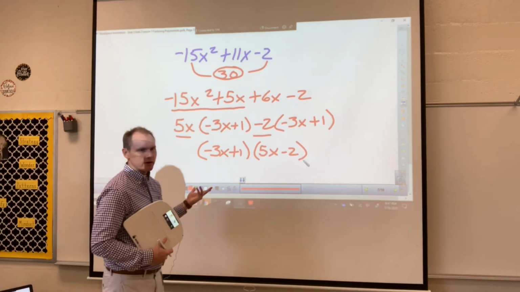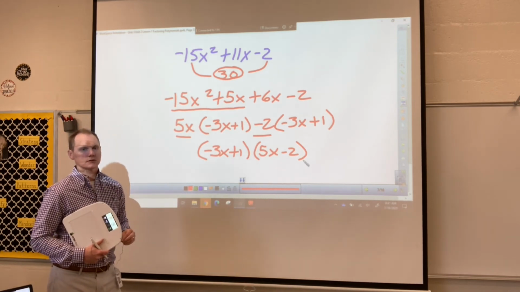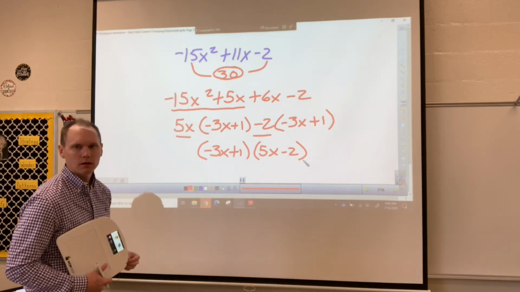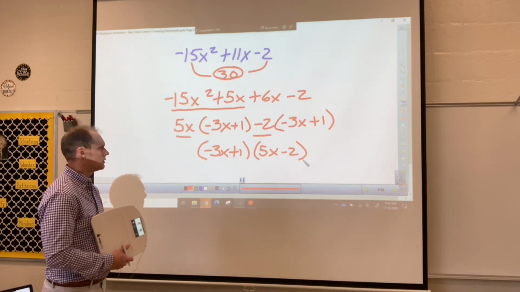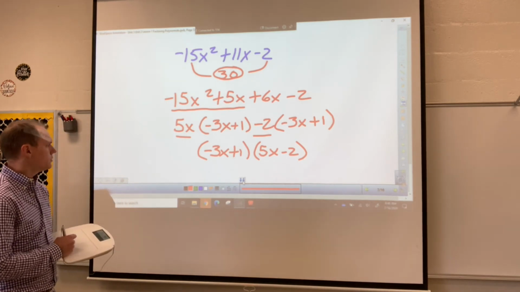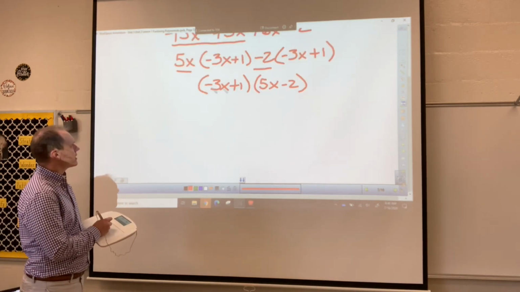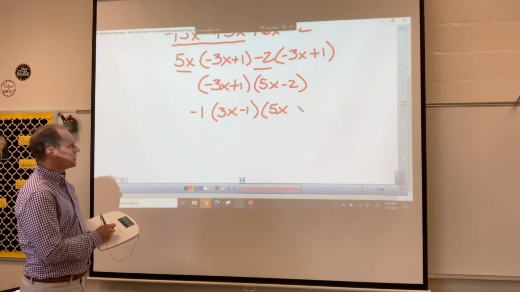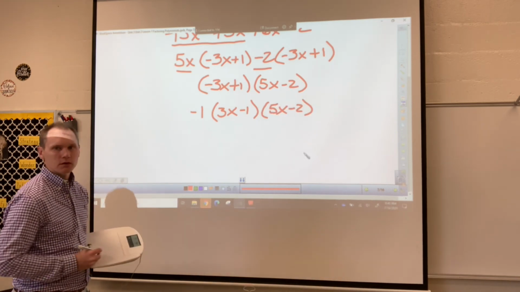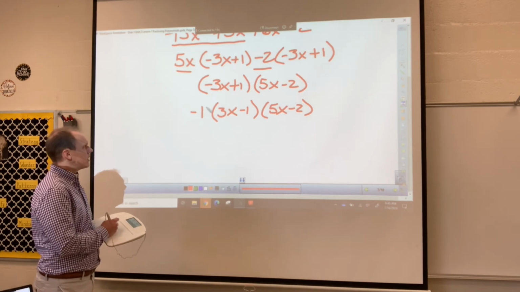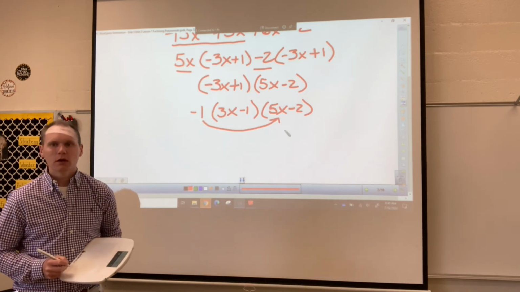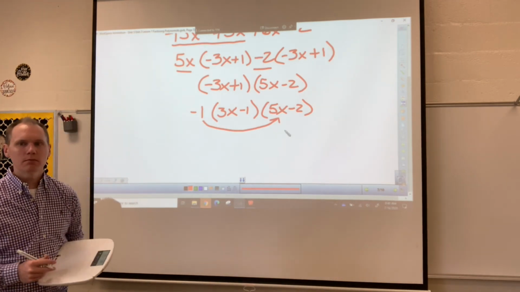So any questions on factoring by grouping with quadratics? Yes? If you did it the other way, were you supposed to get 3x minus 1 and then negative 5x plus 2? Yes. If we factor out a negative from here, we're going to be left with 3x minus 1. So that's one way to write it, and that would be a great way to write it. Or I think you would get your version if you distribute that negative into that parentheses. So yeah, all three versions would be the same.